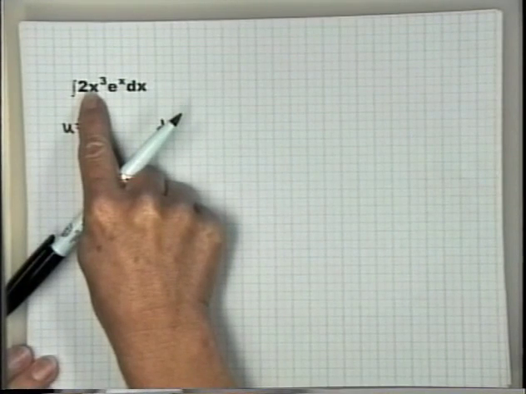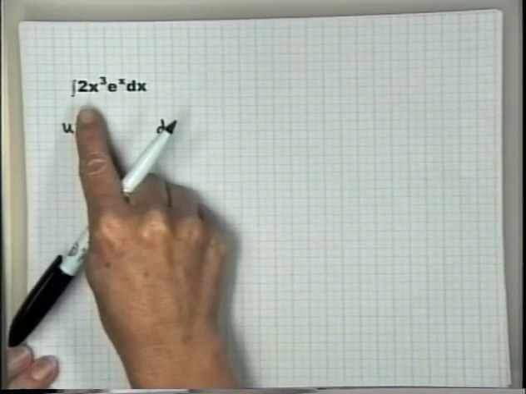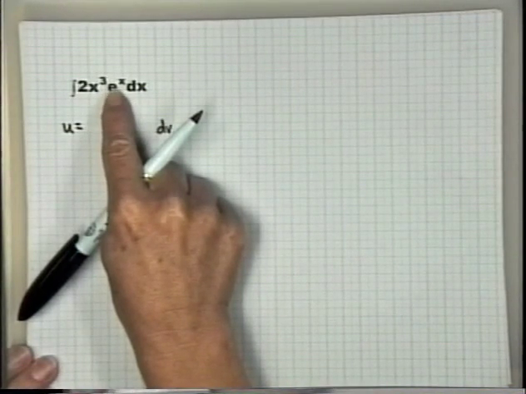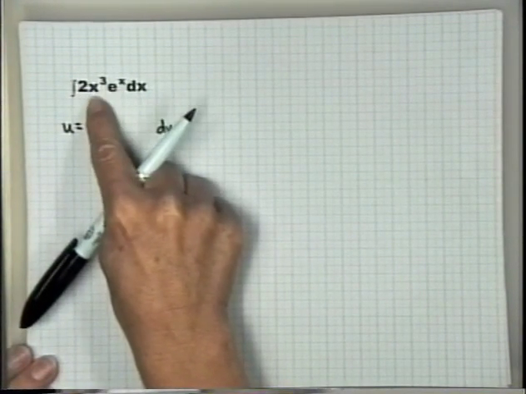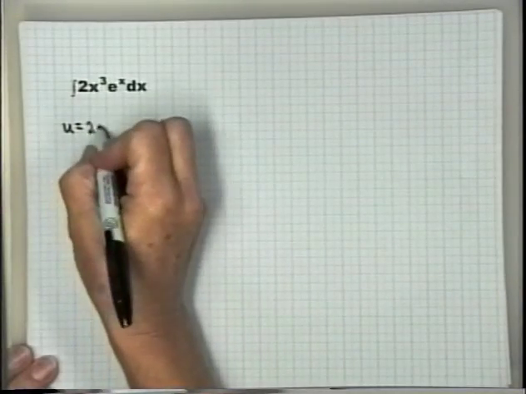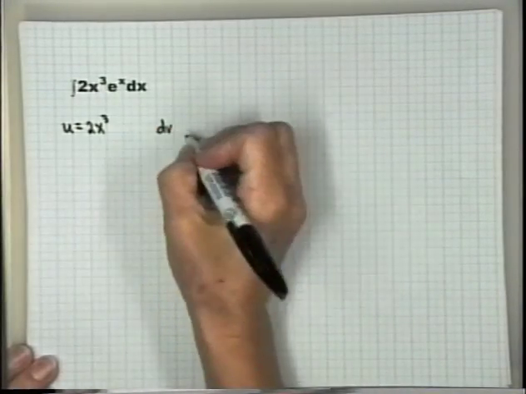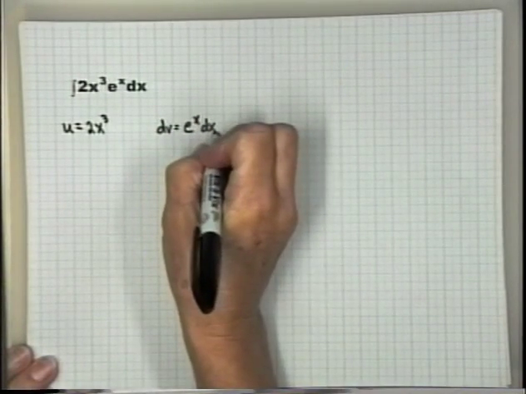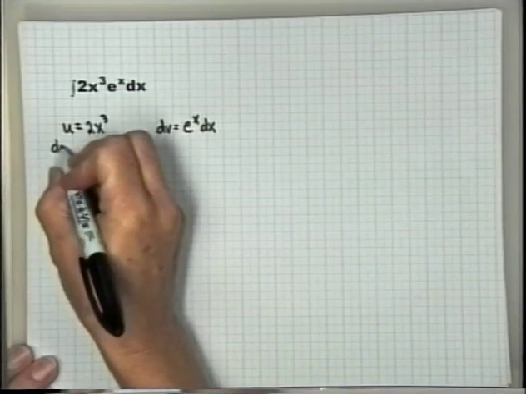This gets easier when I take derivatives because the exponent keeps going down. The e doesn't get any easier. The derivative of e is e. But I can find an antiderivative of e to the x also, can I? So I will choose 2x cubed to be my u, and for dv, I'm going to choose e to the x dx. All right, let's find our du.